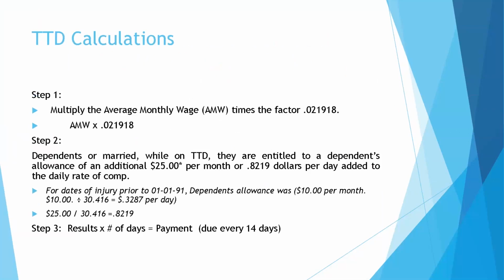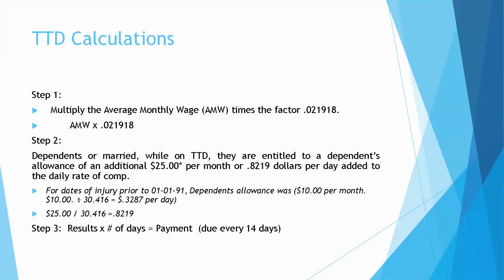TTD calculations. Step 1. You multiply the average monthly wage times the factor 0.021918. If the injured worker is married or has dependents while on temporary total disability, they're entitled to a dependents allowance of an additional $25 per month or $0.8219 per day added to the daily rate of comp.